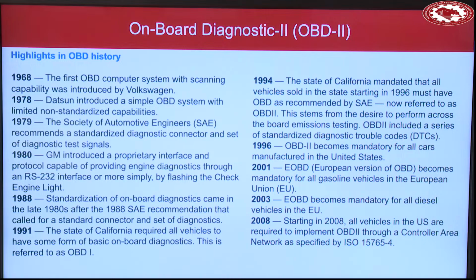This is now referred to as OBD2, or second generation. This stems from a desire to perform across-board emission testing. This includes a series of standardized diagnostic trouble codes. For every kind of fault, they give some kind of code, so that by looking at the code, people can get a sense of what is happening, and keep it more standardized. Every manufacturer should follow a similar practice. So your codes are not vehicle specific or manufacturer specific, rather they are more generalized. Irrespective of the vehicle, once you see this code, it means this error.